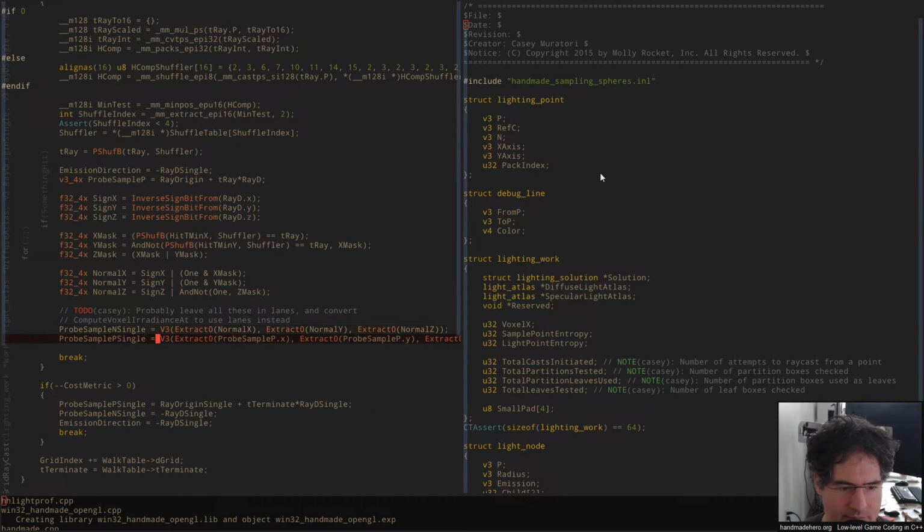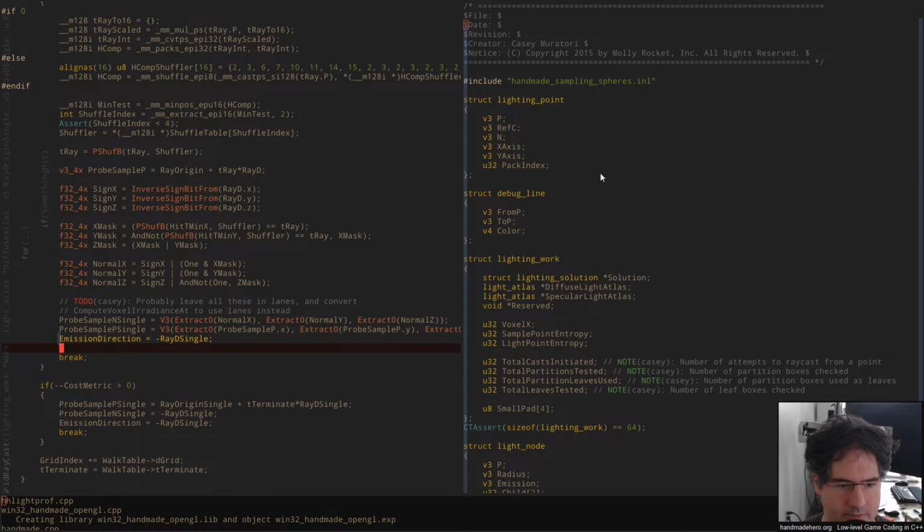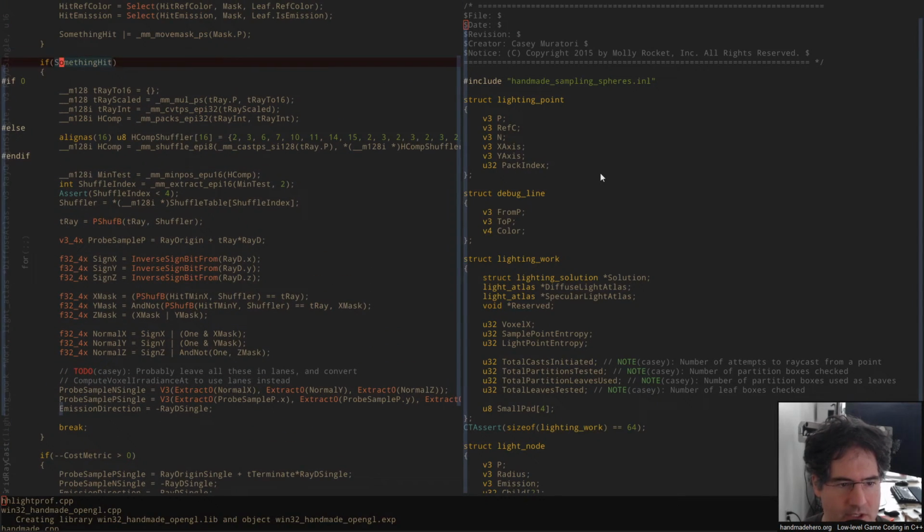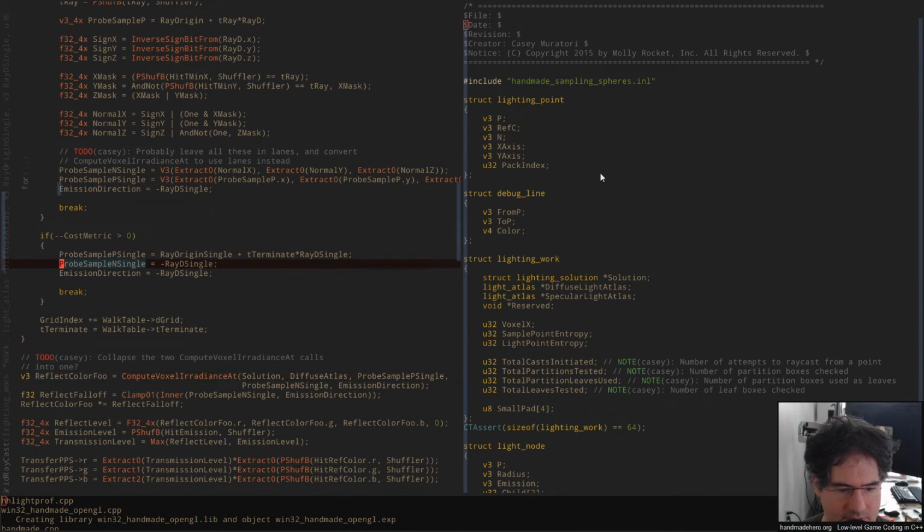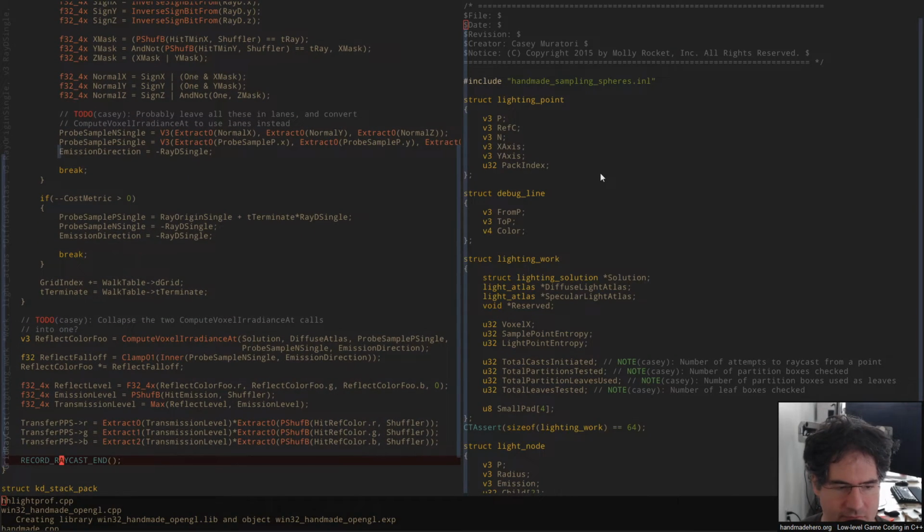We output a probe single and an emission direction in both cases. So you can see those all happening here pretty cleanly. Shuffler gets loaded in here. It doesn't get loaded in the other case because we don't care. It can just be the default value. And then we fall through.